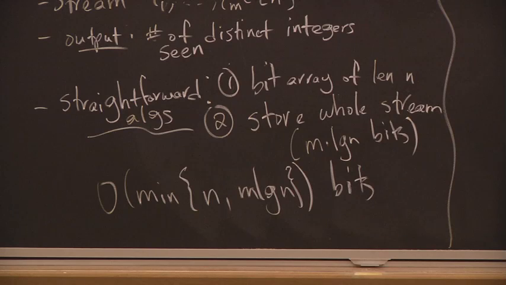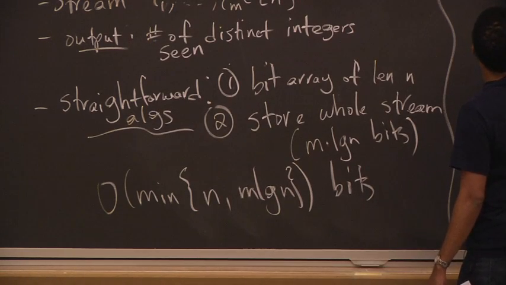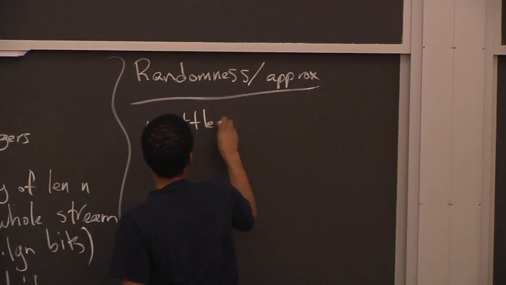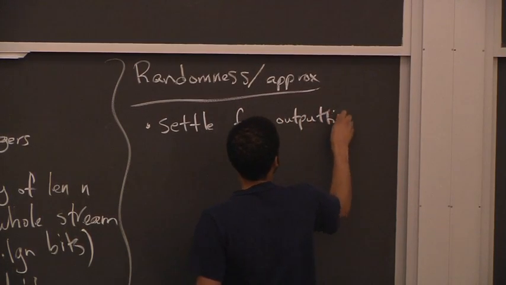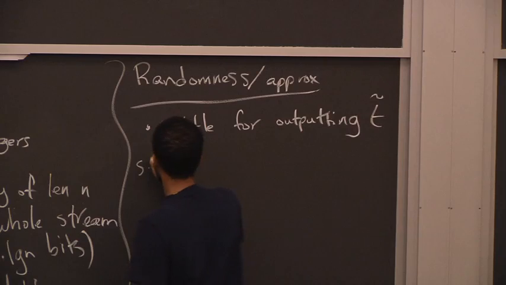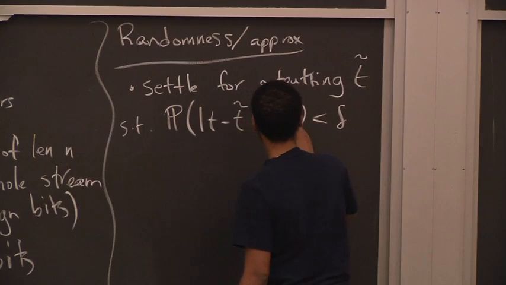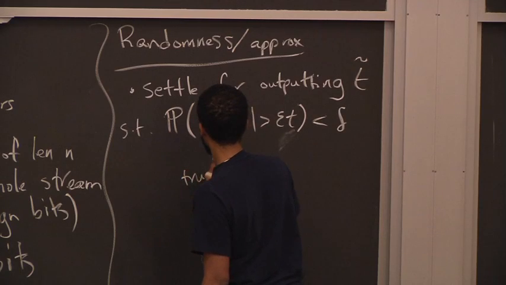We're going to talk about lower bounds after the algorithm, but you can't really beat this bound if you want to solve this problem exactly. But just like last time with Morris's algorithm, we're going to be okay with a randomized algorithm which outputs an approximate solution with high probability. So again, randomness and approximation: we will settle for outputting t tilde such that the probability that |t - t tilde| is bigger than epsilon t is at most delta, where t here is the true answer.